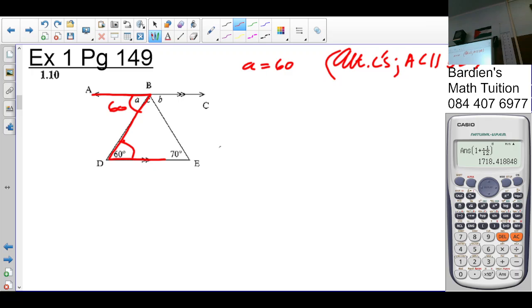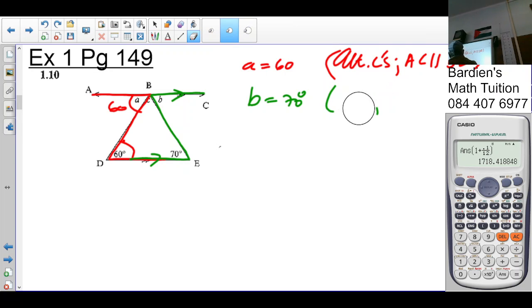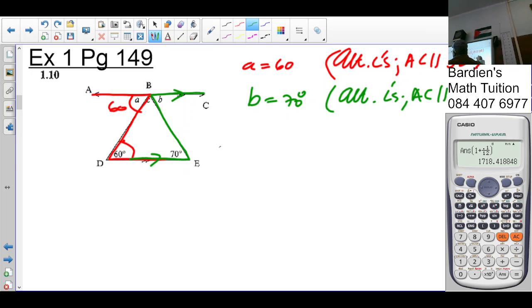70. Why? The Z is like that way now. That's all. So B is equal to 70 degrees. So alternate angles, with AC being parallel to D.